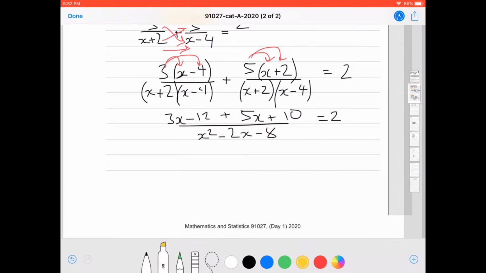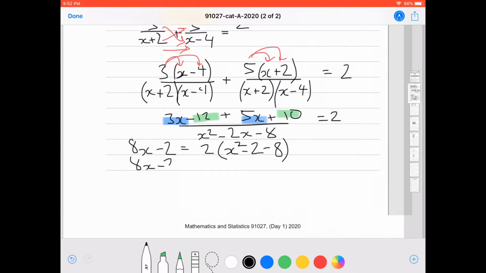Okay, so we've got 3 plus 5 is 8x, minus 12 plus 10 is minus 2, and that equals 2, and bringing out x squared minus 2x, multiplying on both sides, we get this. Okay, 8x minus 2 is equal to, now we can expand our brackets once again to x squared minus 4, there's an x in here, 4x minus 16.